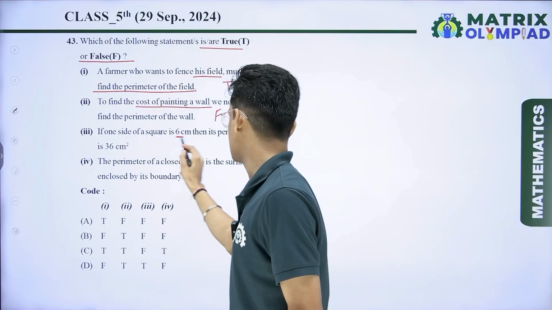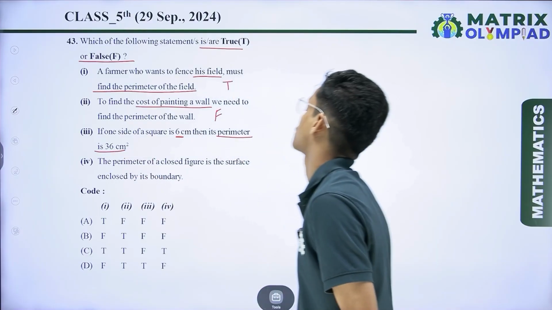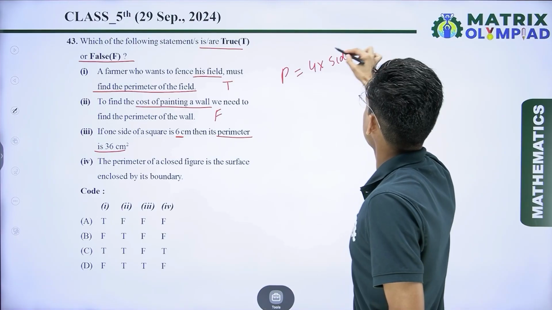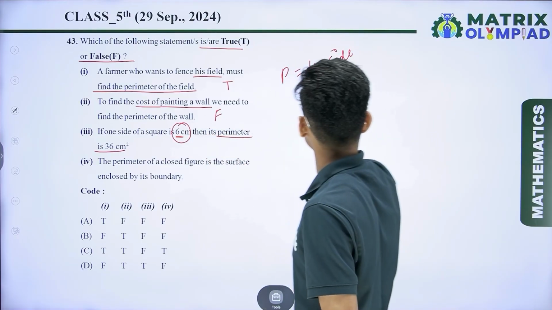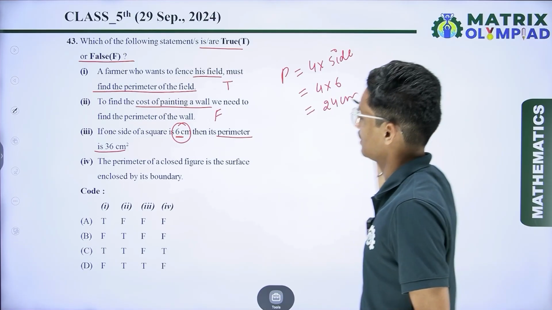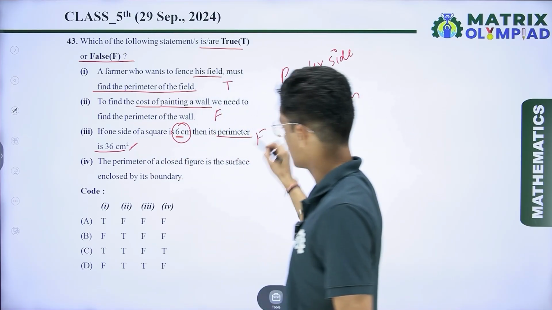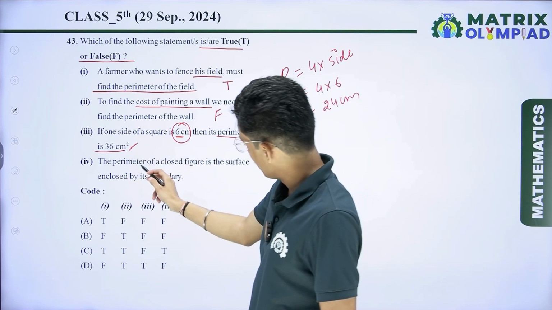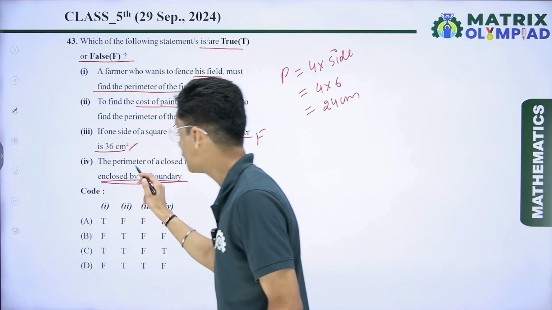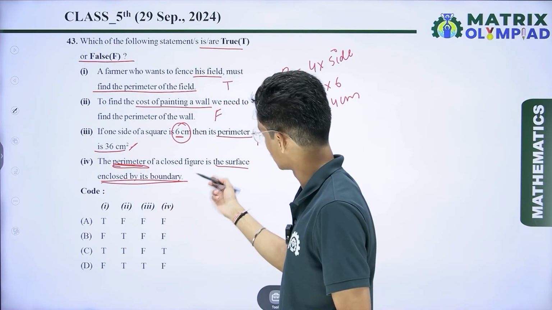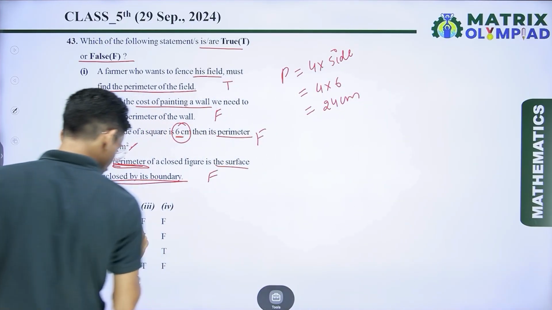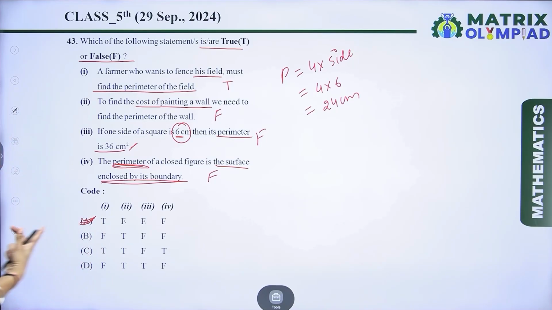If one side of a square is 6 centimeter, then its perimeter is 36 centimeter square. The perimeter of a square is 4 multiplied by the side. Here the given side is 6 centimeter. So 4 multiplied by 6 is 24 centimeter. So here 36 centimeter square is also false. If I talk about the fourth, the perimeter of a closed figure is the space enclosed by its boundary. Not perimeter, we can say area. So this is also false. So T, F, F, F. So here T, F, F, F, option number A is the correct answer over here.